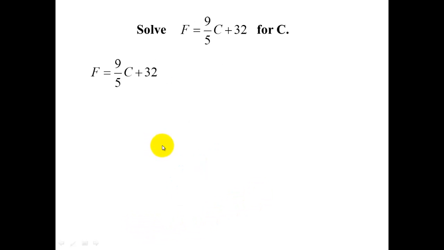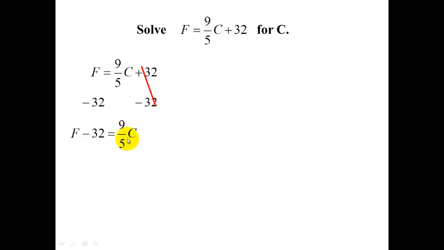Alright, next example. Temperature is given either Fahrenheit or Celsius. So this is the formula for Fahrenheit. Now suppose we would like to solve this formula and solve for Celsius. So we need to isolate our C. First, what we need to do here is to subtract 32 to both sides. This will cancel out. We'll have here f minus 32 equals 9 over 5c.